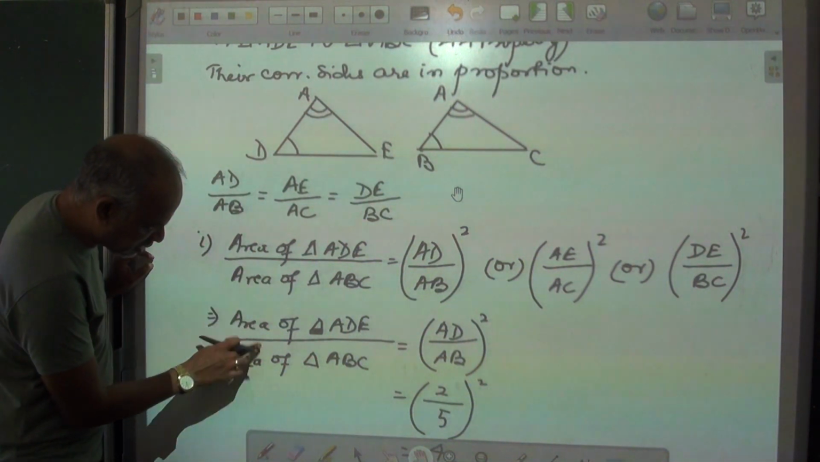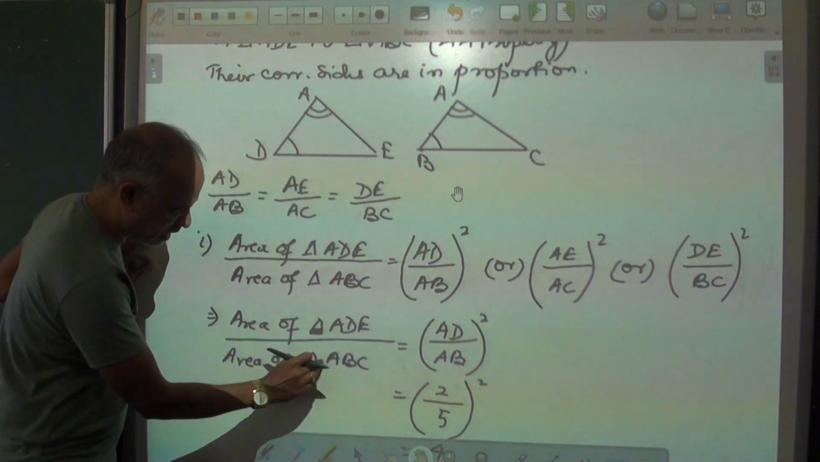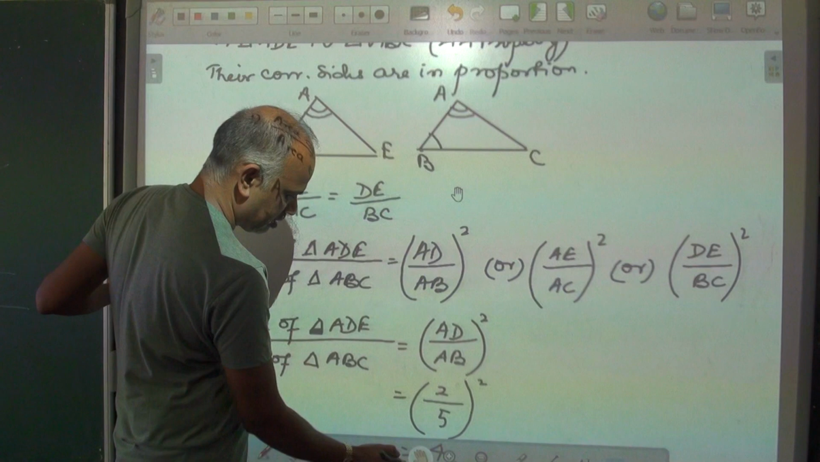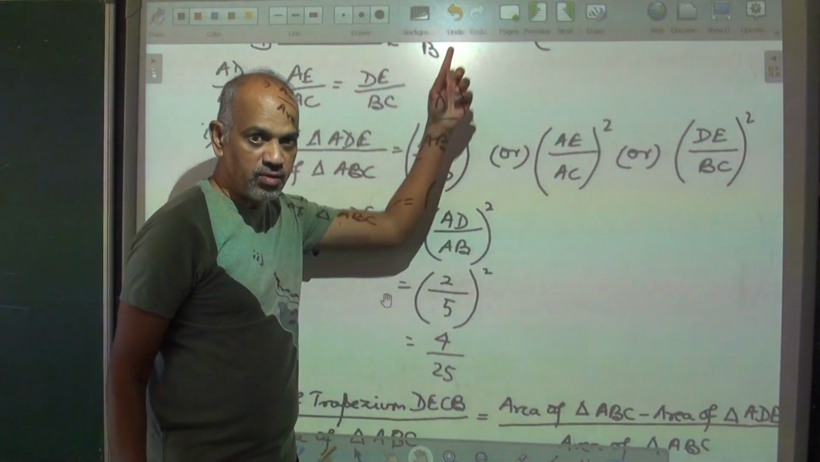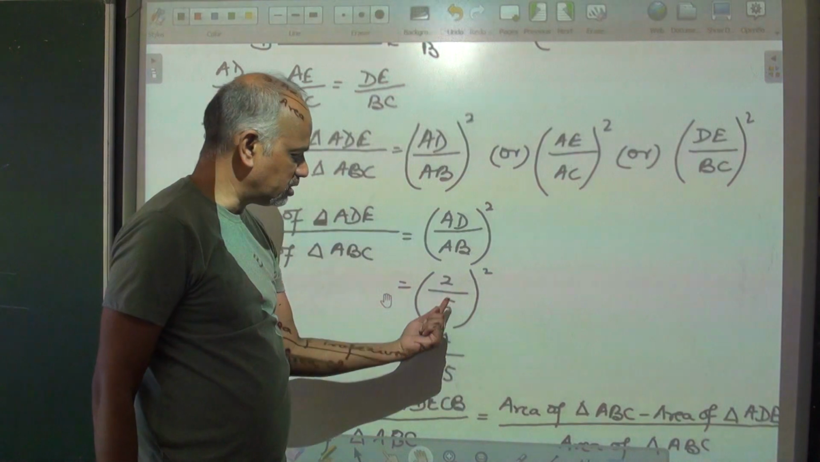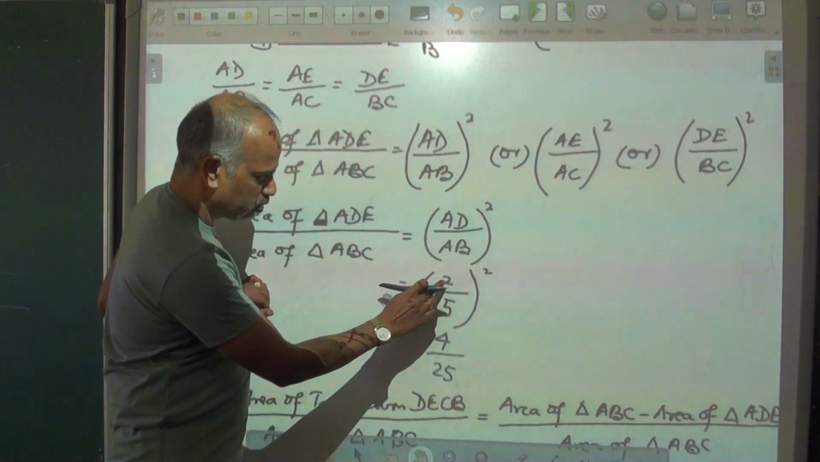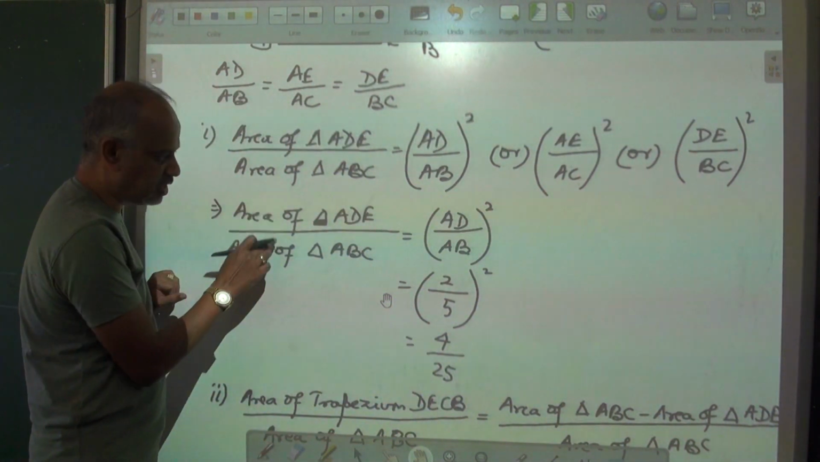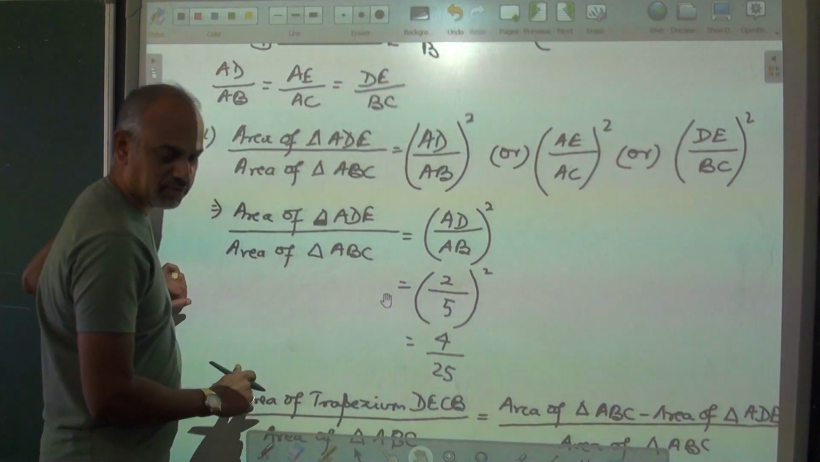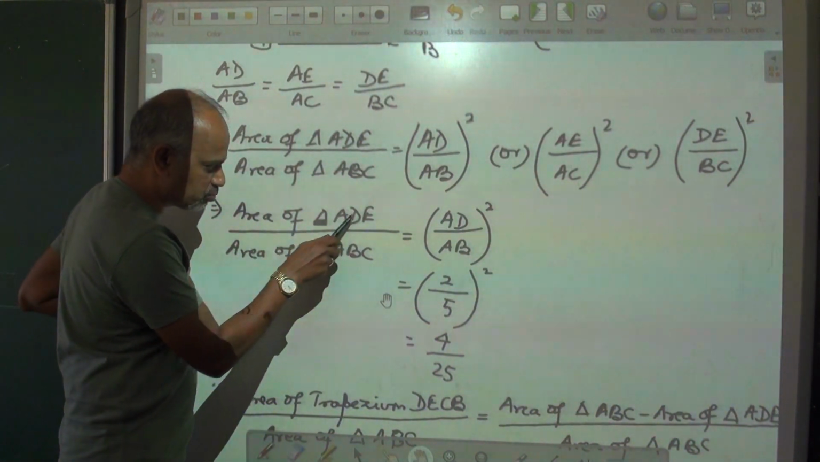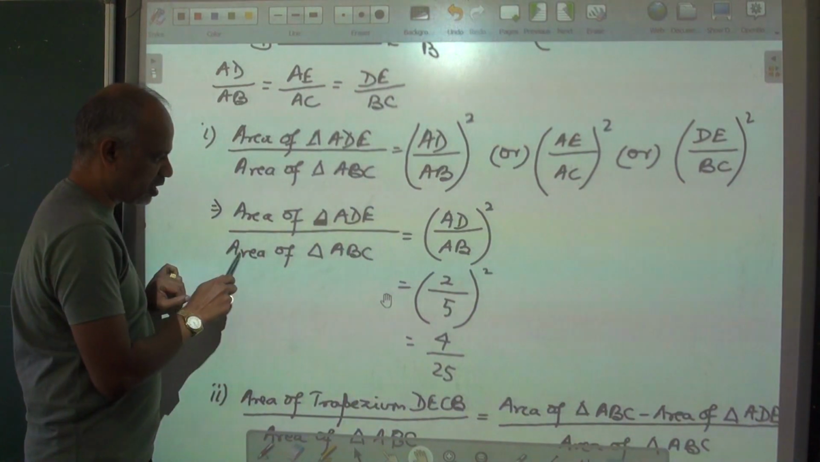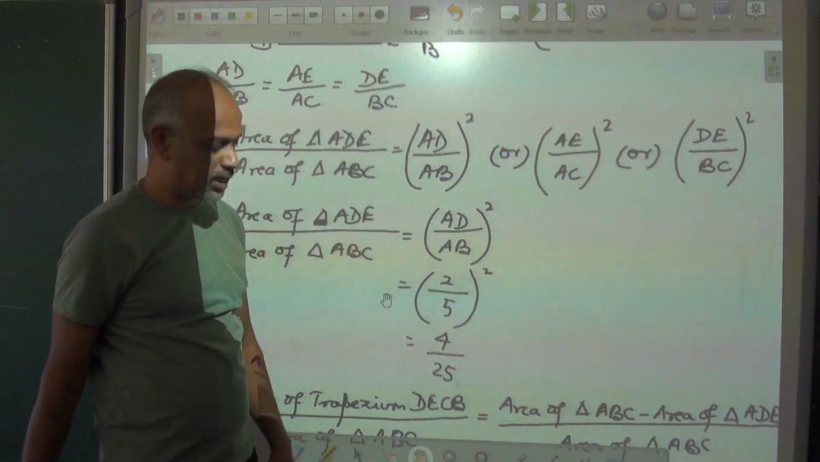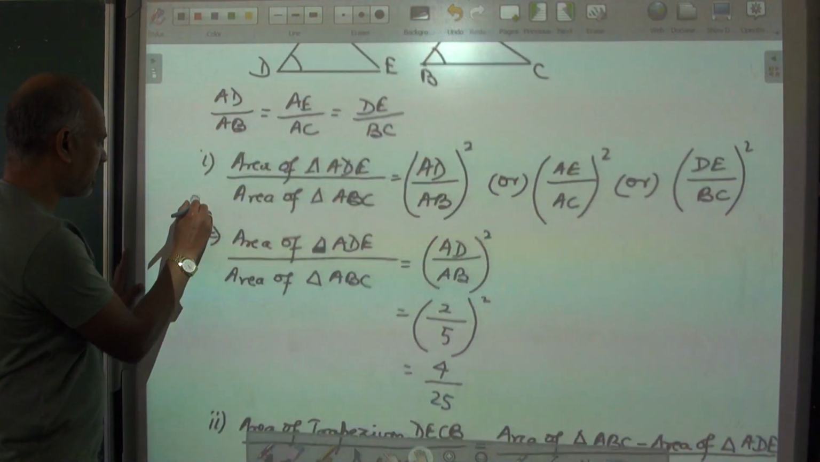So the same thing I have written here: area of triangle ADE by area of triangle ABC is equal to, I know this, that's the first one, AD by AB whole square. AD's value according to the triangle is 2, AB's value is 5. Square: 2 squared is 4, 5 squared is 25. So the ratio between the areas of these two triangles is 4 is to 25. According to ratio, the area of the small triangle ADE is 4, and the area of the bigger triangle is 25. That's done. Now there is a second question.